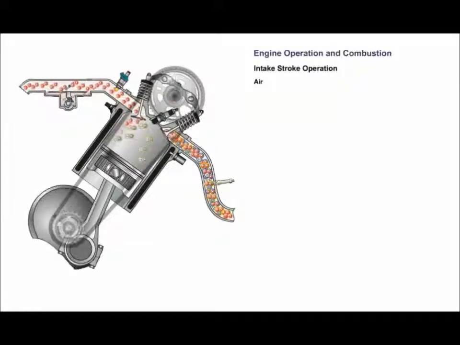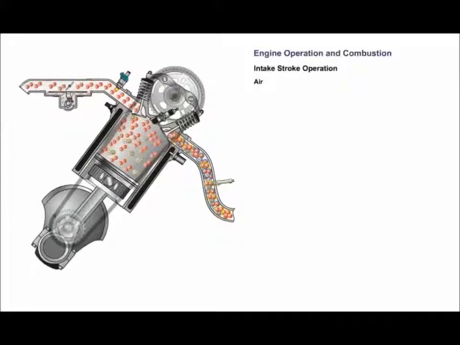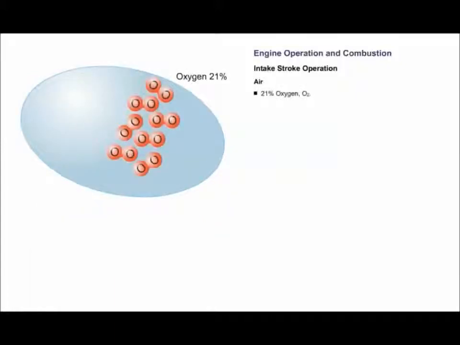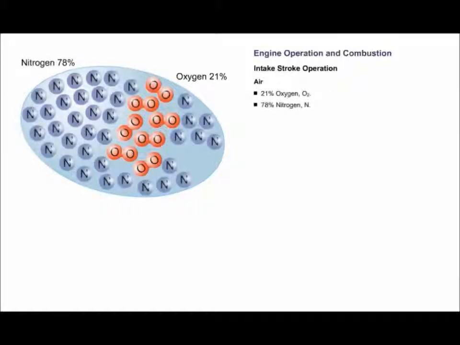What we have drawn in during the intake stroke is the air and fuel that will enable the engine to produce power. Let's take a look at what is in this air and fuel that produces this energy. Air is made up partly of oxygen that is represented chemically as O2. The percentage of oxygen in the air is only 21%. Most of the balance, 78%, is made up of nitrogen that is represented chemically as N.